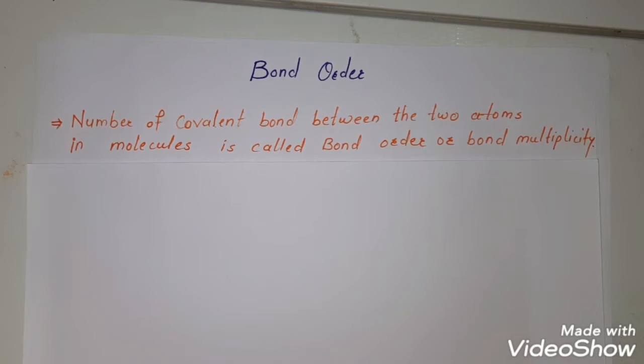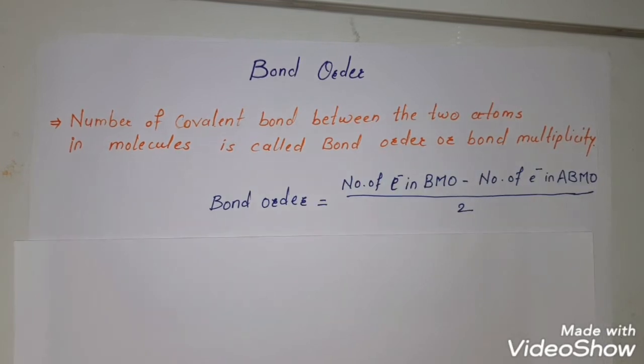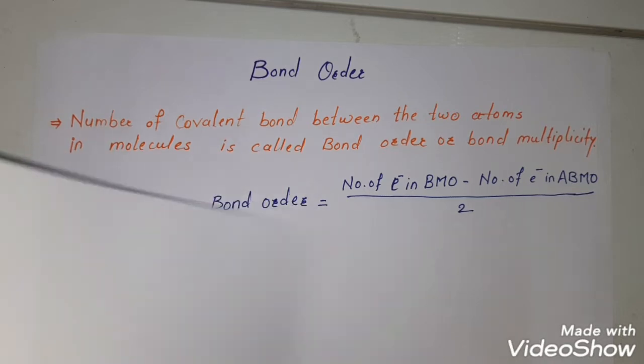Thus we have a formula to calculate bond order, that is, bond order is equal to the number of electrons in bonding molecular orbitals minus the number of electrons in antibonding molecular orbitals, divided by 2. Whatever we get, bond order 1, 2 or 3 corresponds to a single, double and triple covalent bond. If we get 0 bond order, then there is no bond formation between the two atoms. Let's take the example of the H2 molecule, that is, the hydrogen molecule.